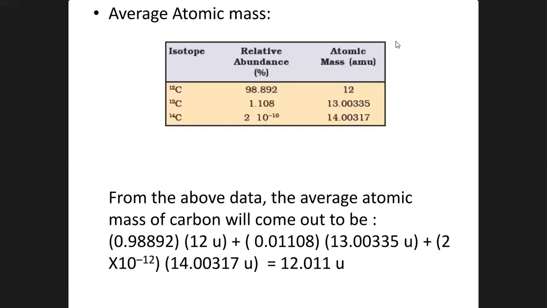So what is the average atomic mass? For example, for carbon, we have three isotopic forms: carbon-12, carbon-13, and carbon-14, and they have different masses. So if we find the average atomic mass of carbon, it will be 12.01.